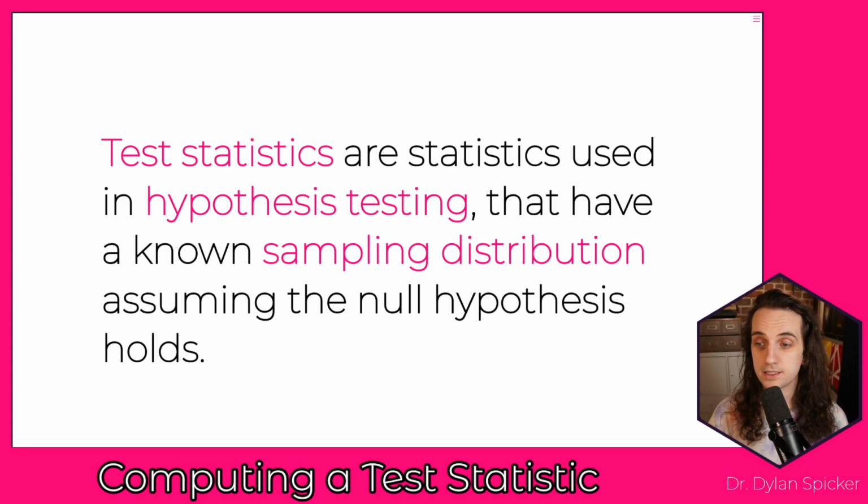Okay. So test statistics are any statistics that we use in hypothesis testing that have a known sampling distribution when the null hypothesis is true. We call that sampling distribution the null distribution because it's the distribution under the null hypothesis. By knowing the distribution when the null hypothesis is true, we're able to make probability statements about the statistic, and we can use those to assess how likely it is that the null hypothesis were true, or more often, how likely it is that the null hypothesis is not actually true.